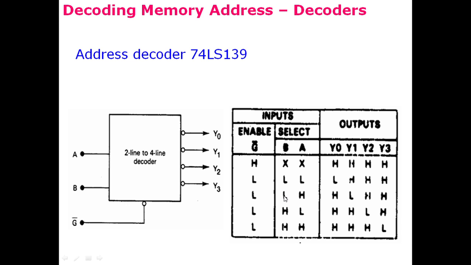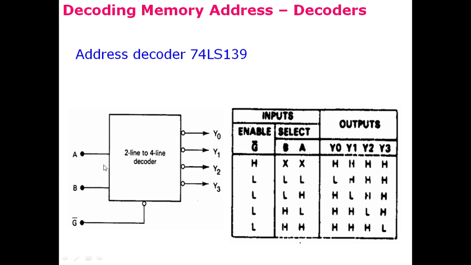And when the 2 inputs, A and B, are 0 and 1, so B is 1 and A is 0, and G is low, then the second output, Y1, is low and the other 3 outputs are high. So we can see the diagonal here.